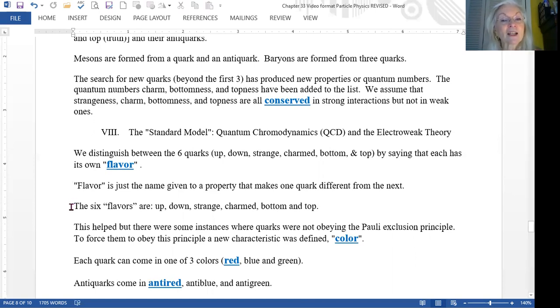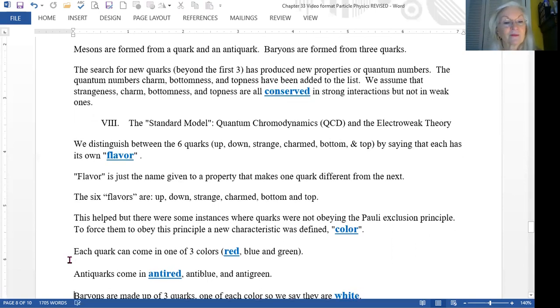So anyhow, back to quarks. Our 6 flavors are up, down, strange, charmed, bottom, and top. This helped, but there are some instances where quarks would not obey the Pauli exclusion principle. To force them to obey this, we created a new characteristic and we called it color. Now every quark can be one of 3 colors: red, blue, or green.